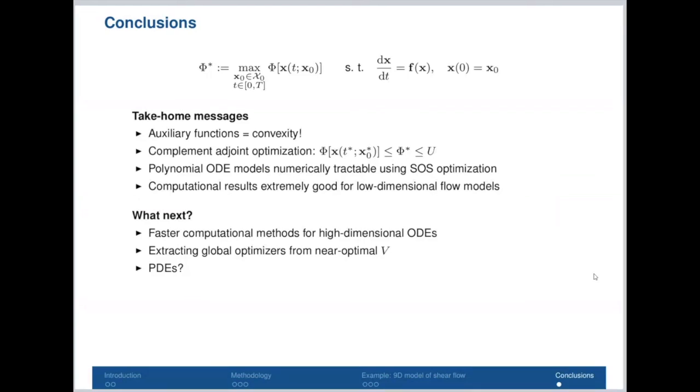But I just want to mention that there's more to be done. Obviously, one open question is how do we handle high-dimensional ODEs, which is the main drawback of this approach. But there's also more in terms of how we can extract global optimizers from optimal auxiliary functions, and how we can apply these methods to PDEs. The theory goes through, but computational methods for PDEs are lacking.